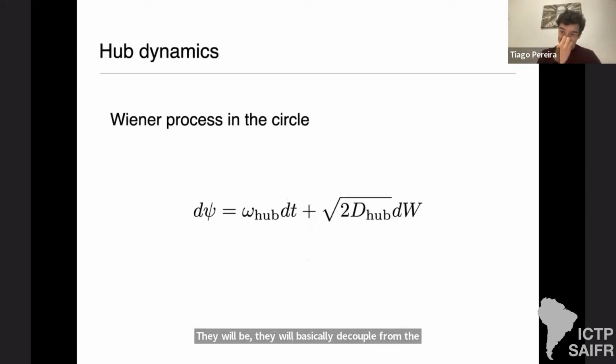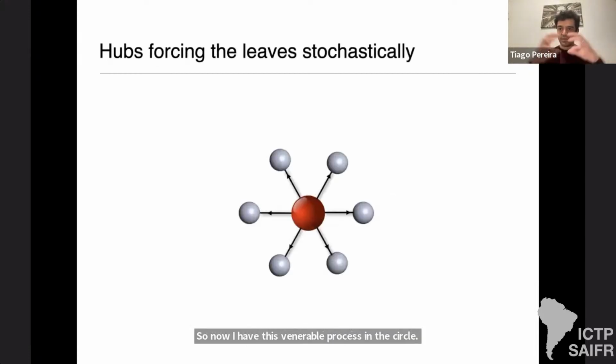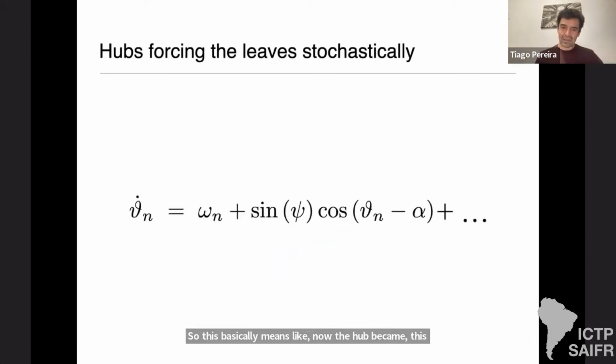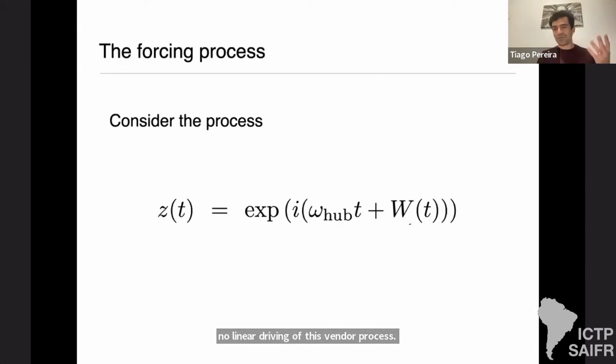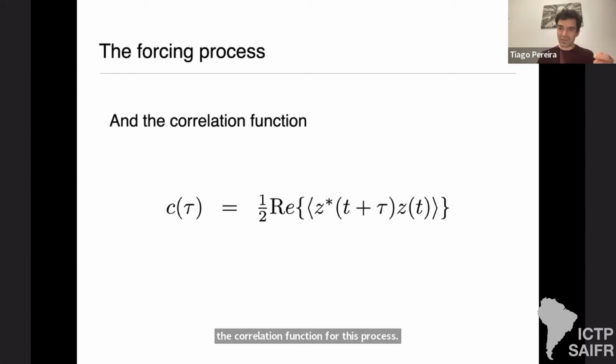So basically the hubs will just become a Wiener process on the circle, no network effect whatsoever. Okay, so now I have this Wiener process on the circle. This basically means the hub became a stochastic driving force to the leaves. Under some assumption, you can take the equation of the leaves and expand the system. And then you get this sinusoidal driving, right? Not linear driving of this Wiener process. This is stochastic driving. So what we do is compute the correlation function for this process.